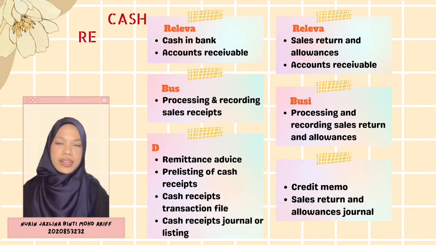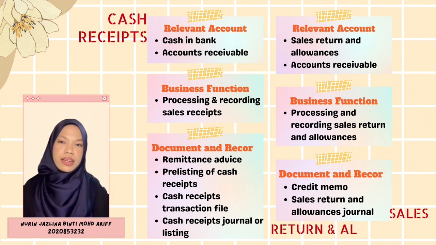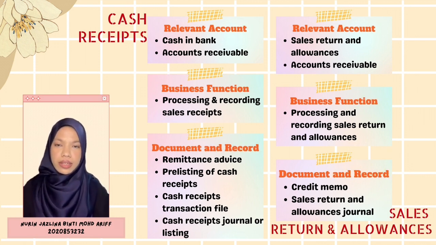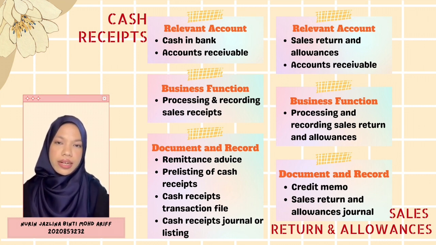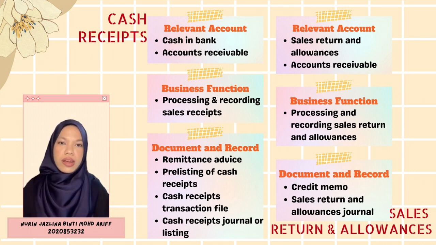The next transaction is cash receipts. Under this transaction, the relevant accounts are cash in bank and accounts receivable. It is to process and record sales receipts. There are 4 documents and records under this transaction, such as remittance advice, pre-listing of cash receipts transaction file, and cash receipts journal or listing.